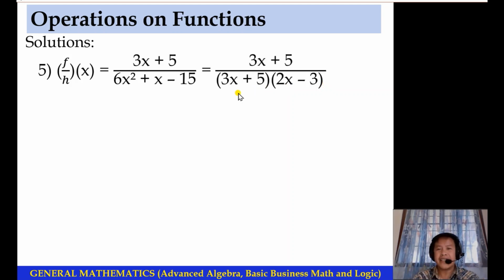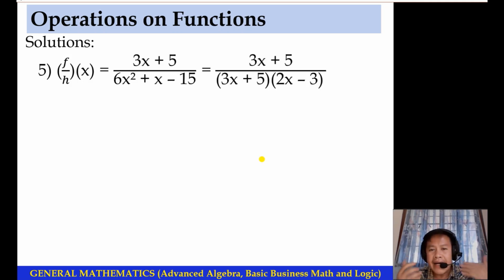Now, for instance, your positive sign is placed here, and your negative sign is placed here. Is that correct? That is wrong. Why? Because you cannot get the middle term. We are going to check. Negative 5 times 2x is equal to negative 10x. Then 3x times positive 3 is equal to 9x. Negative 10x plus 9x is equal to negative x. And negative x is very different from positive x. That is why you are going to use trial and error.